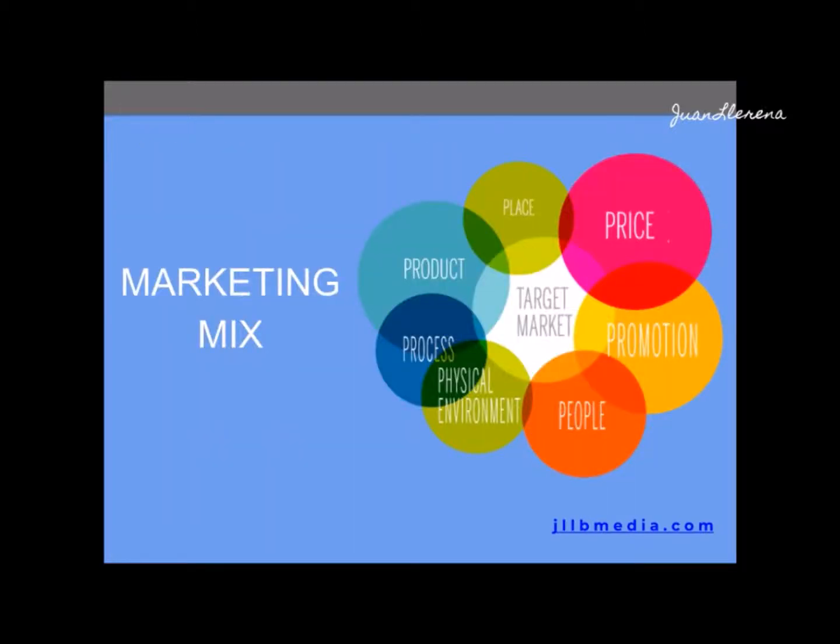We're going to talk about the marketing mix. The traditional marketing mix involved the four different P's in the traditional marketing, which were product, price, promotion, and place. And we're going to dive in deeper on this subject.